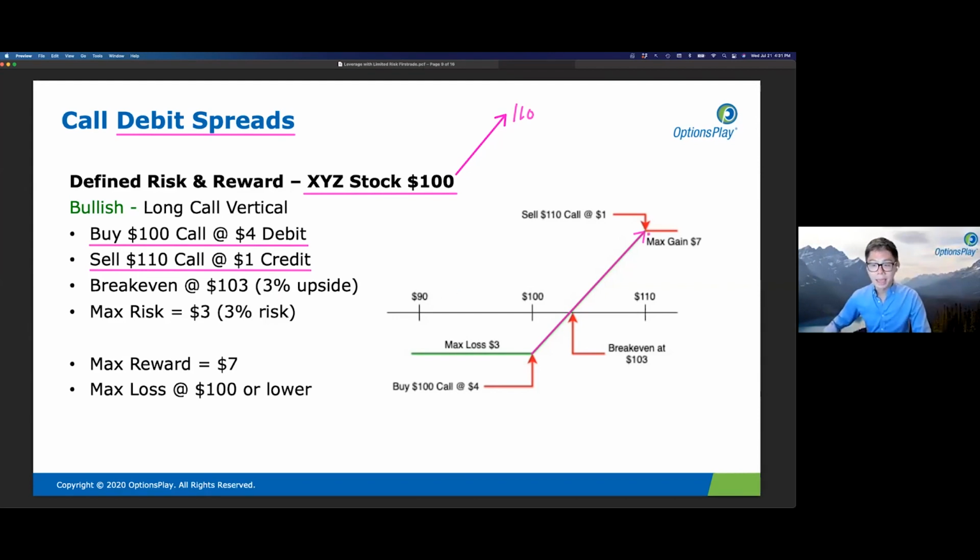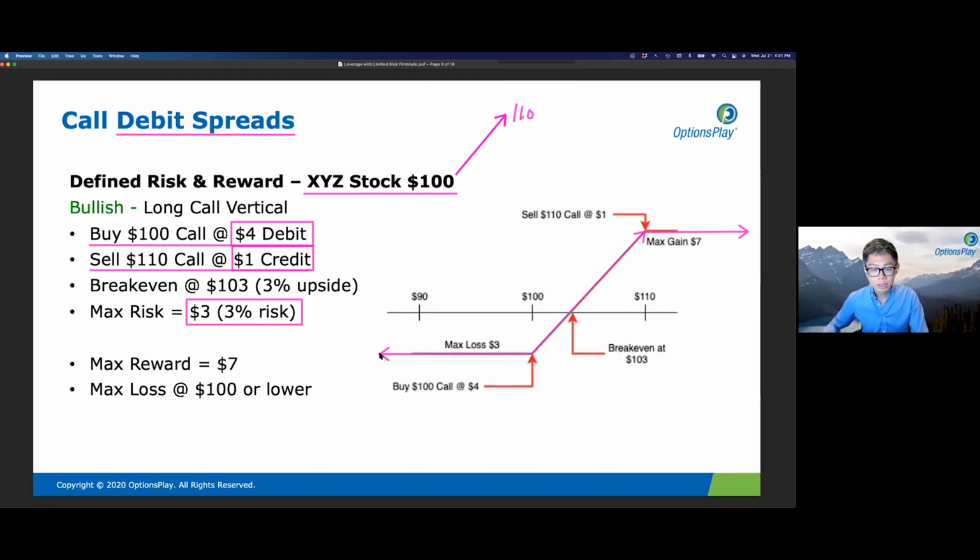And what this does is it caps the upside potential that you have on this particular strategy beyond 110. So if the stock goes above 110, you're not participating in it, but in exchange, you got paid $1 for it. So instead of paying $4 for this bullish strategy, you're paying $4 minus the $1 that you're collecting. So your total risk is now reduced from $4 a share down to $3 a share.